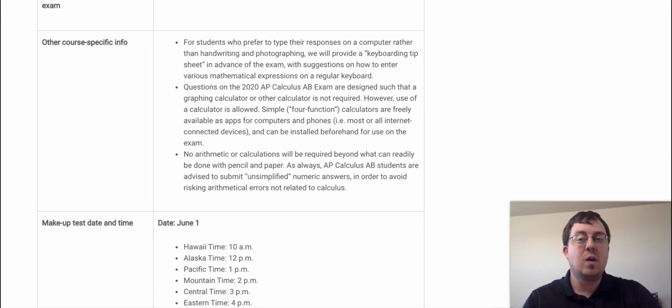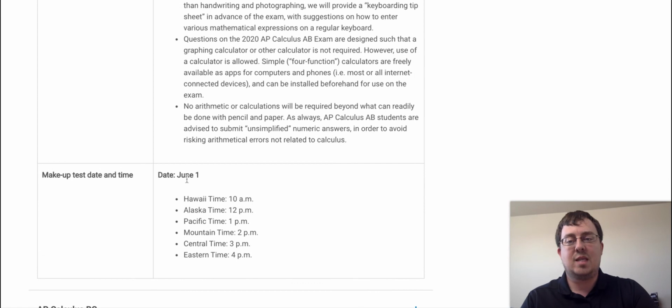Questions on this exam this year are designed so that you do not need a calculator. So it's great if you do have one. It'll definitely help. It'll save you a lot of time. But these are going to be calculator non-required questions. You can also use a 4-function calculator. You can use a fancy calculator. You can use an internet calculator because you're going to be taking this online. No arithmetic or calculations will be required beyond what can readily be done with a pencil and paper. So again, they tell you to basically leave your answer in unsimplified numeric form, so you don't have to risk putting it into your calculator wrong and getting the wrong answer.